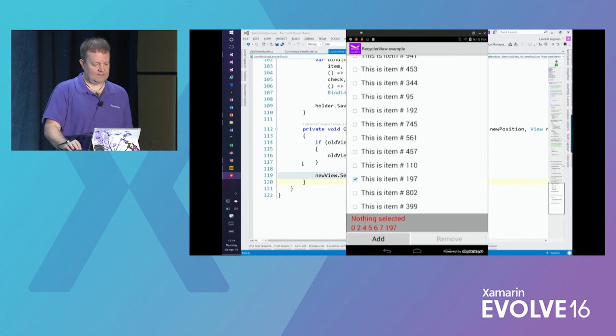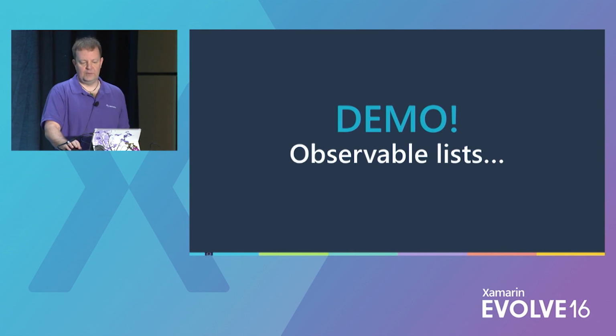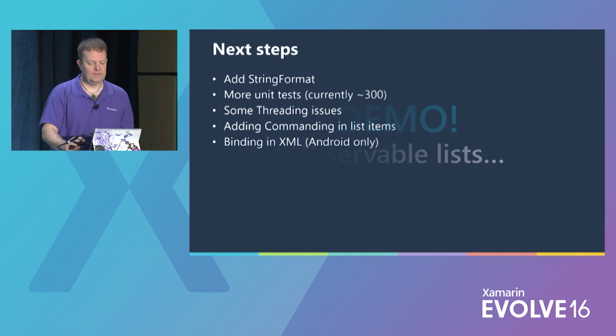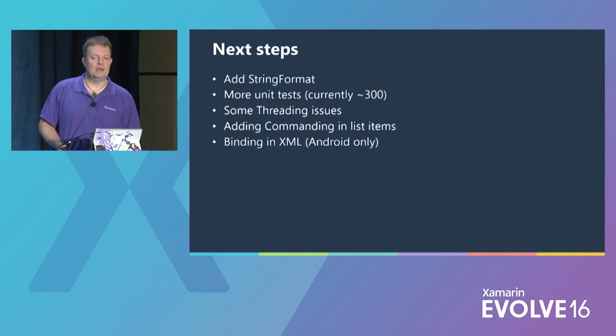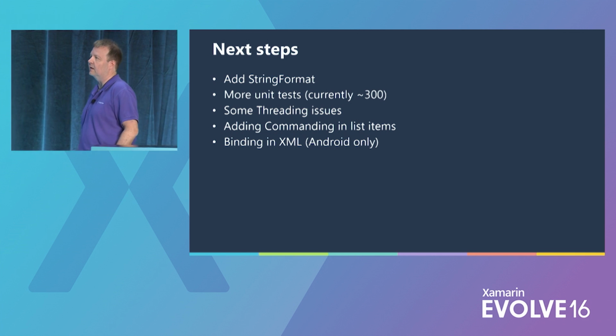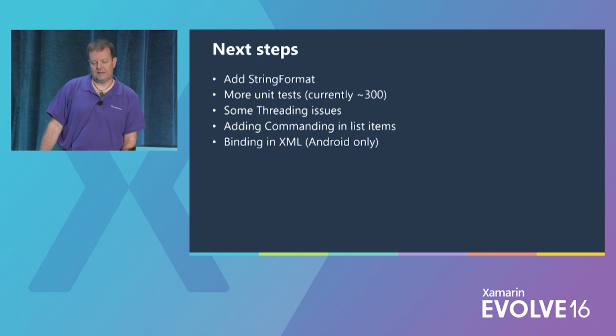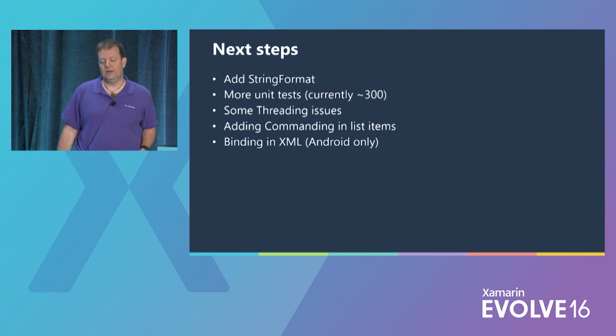All right, I'm almost at the end. So first of all, I have a few next steps. I'm going to fly through them a little bit because I'm at the end of my presentation. But basically, I would like to add string format. It's a property which is useful in certain scenarios. I would like to add a little bit more coverage. I have 300 unit tests at this time, which run on both Android and iOS.